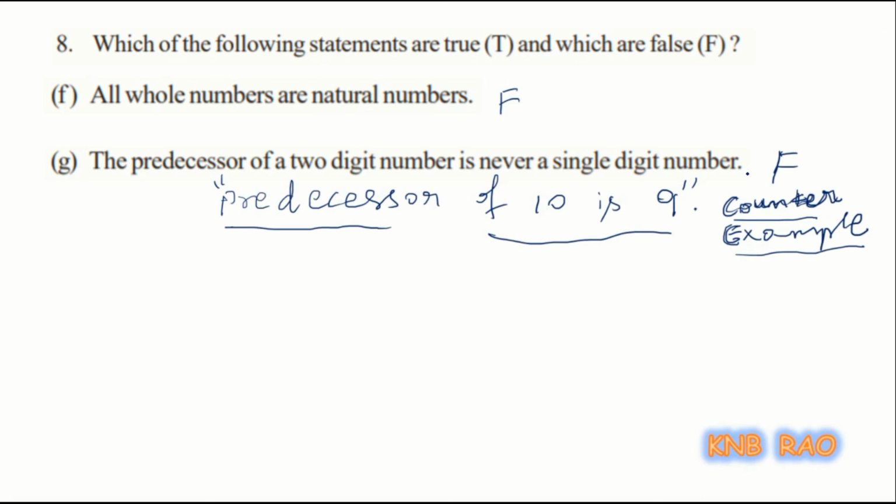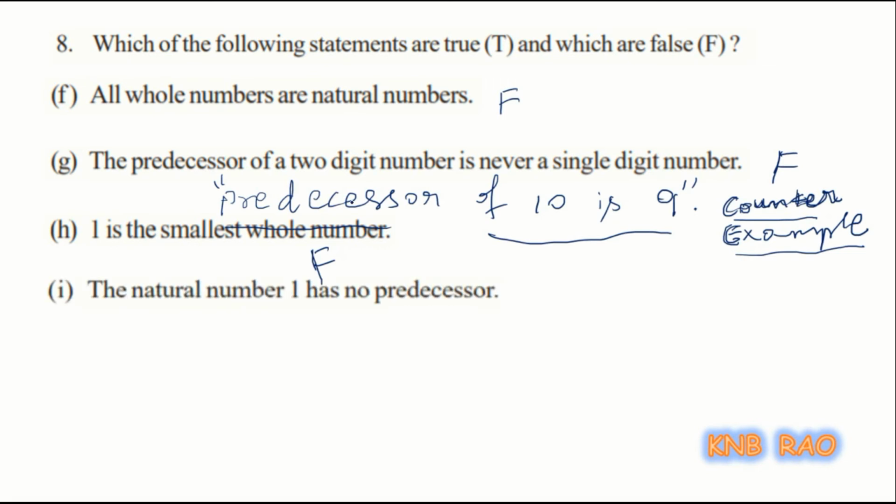Okay. Now coming to the 8th one. 1 is the smallest whole number. Never. It is false again. Why? 0 is there in the whole number set, so 1 cannot be called the smallest. So 1 is not the smallest whole number. It's a false statement. Next, 9th statement.